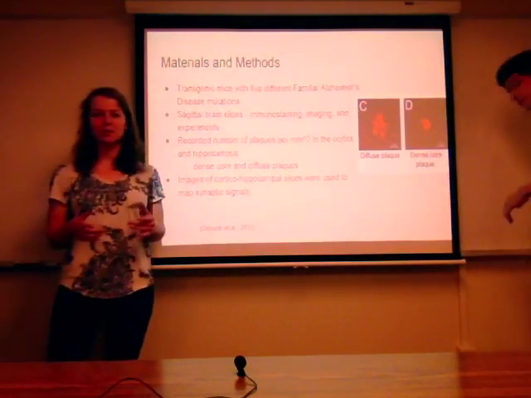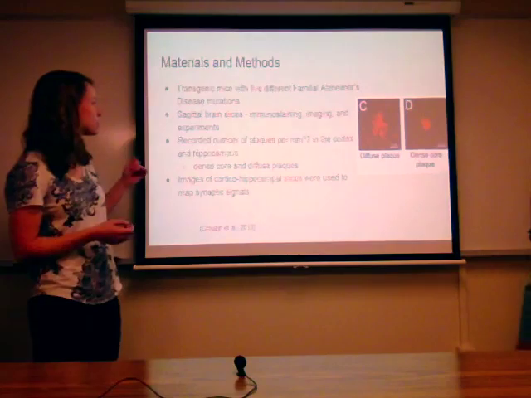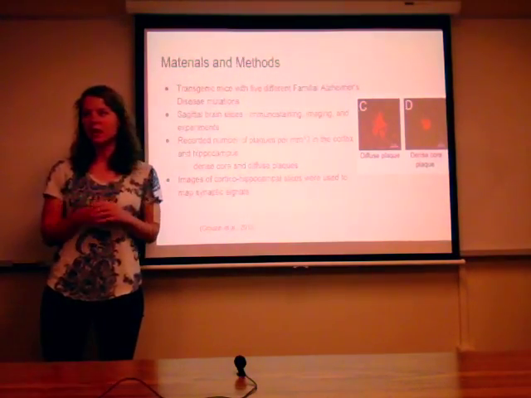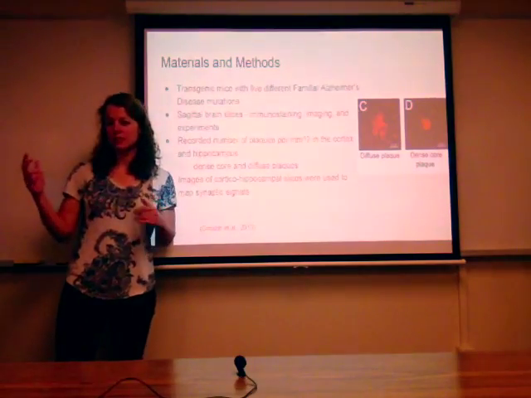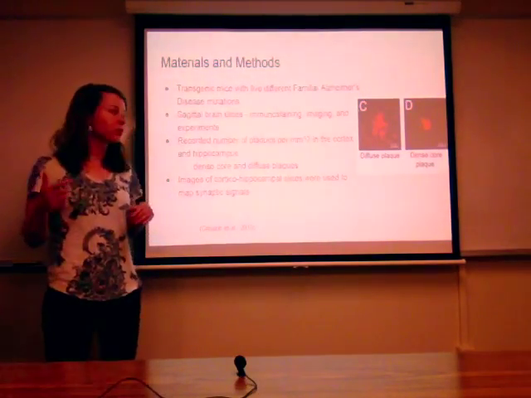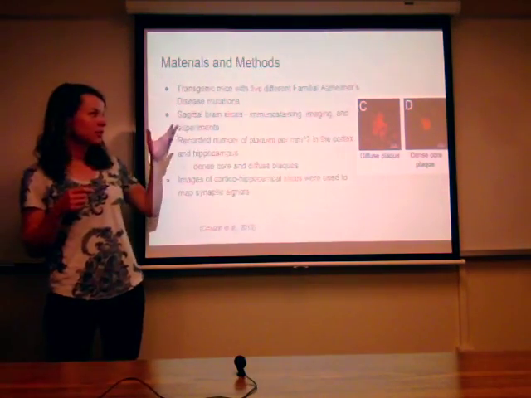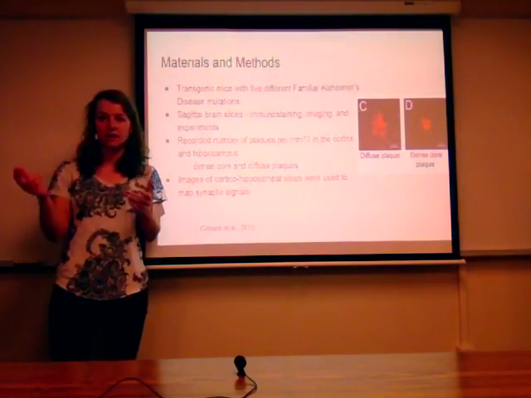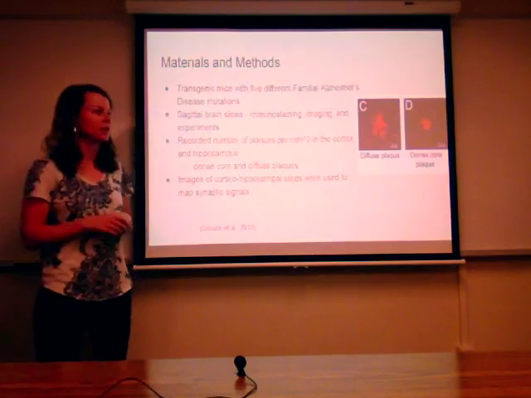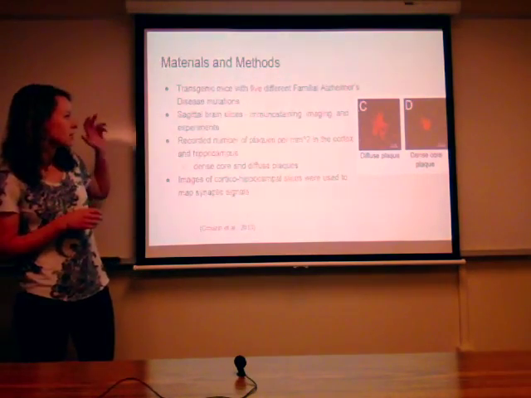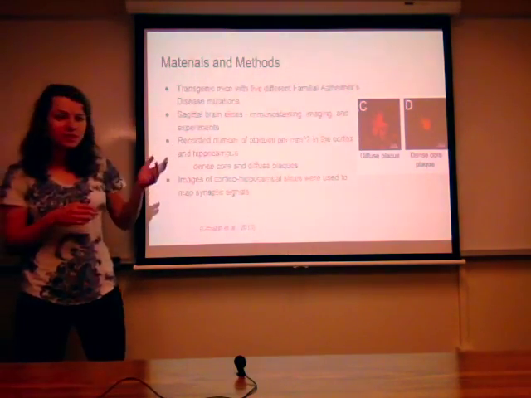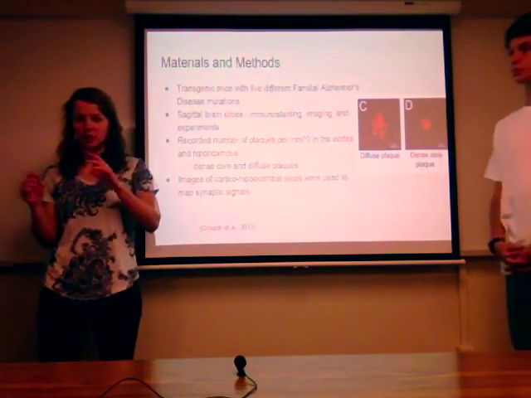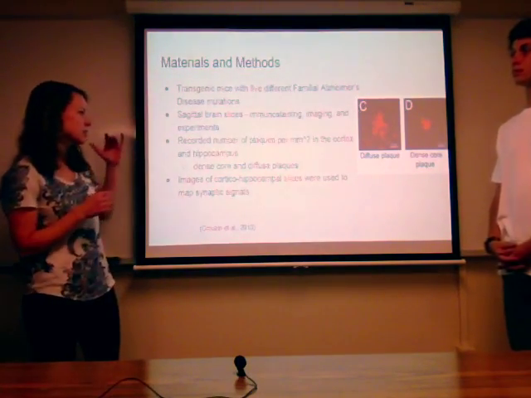Alright, so real quick I'm going to go through the methods of this paper. So as Henry mentioned, they used transgenic mice with these 5 different mutations that are related to Alzheimer's disease. And so they used 6-month-old male mice, and so to compare this mouse model of Alzheimer's, they used littermates from these mice that were wild type, so they didn't have any mutations, as controls. So they took sagittal brain slices, and these brain slices went through a variety of immunostaining, imaging, and the experiments were actually done on the brain slices.